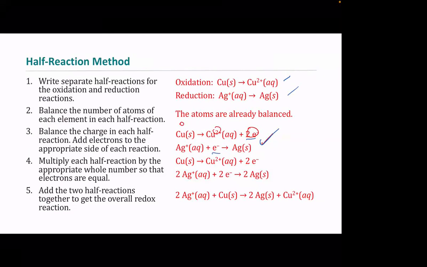And then multiply each half reaction by the appropriate whole number so the electrons are equal. So all we're going to do is take the silver one and multiply it by 2. And then you combine them. The electrons cancel out. That's what you're after. You have to have an equal number of electrons because whatever's lost has to be picked up by something. That's the whole point of doing this. And then get your overall reaction.